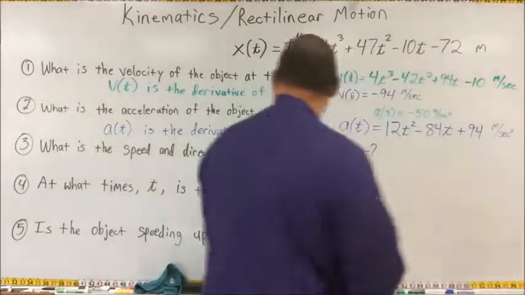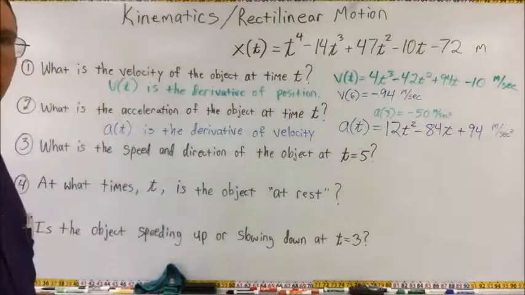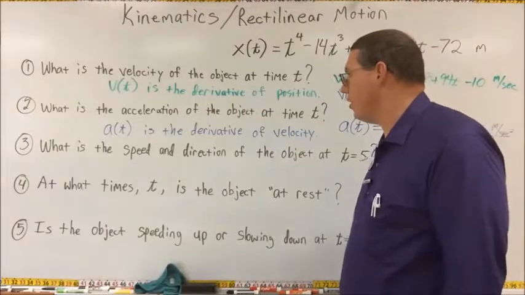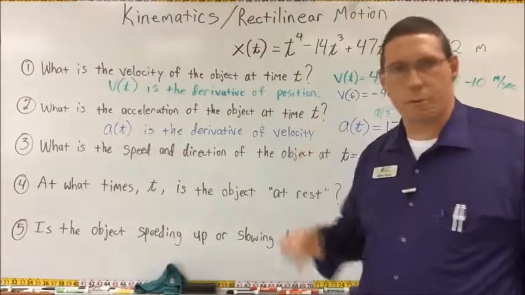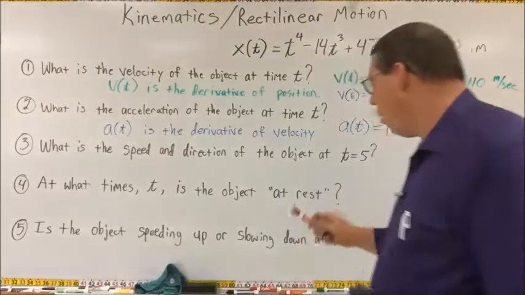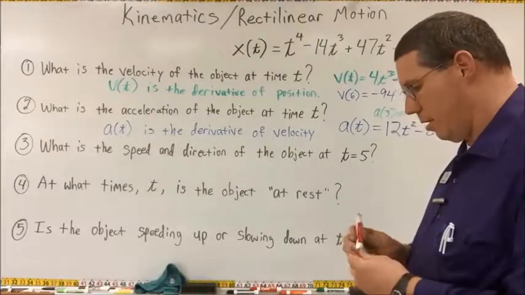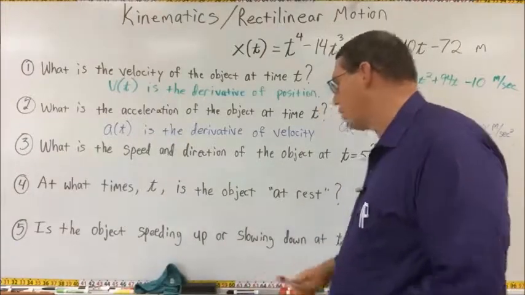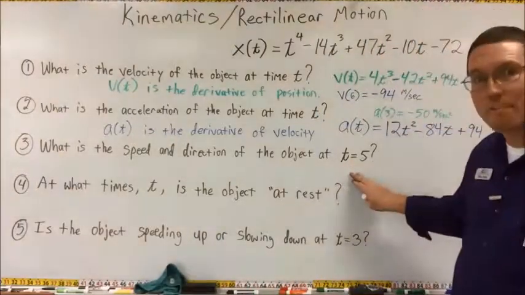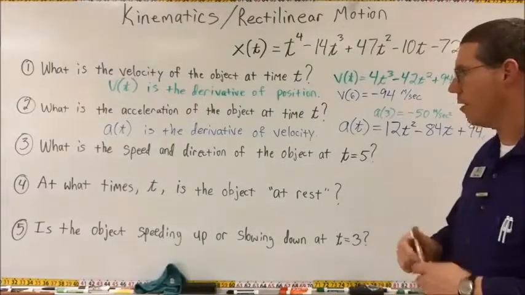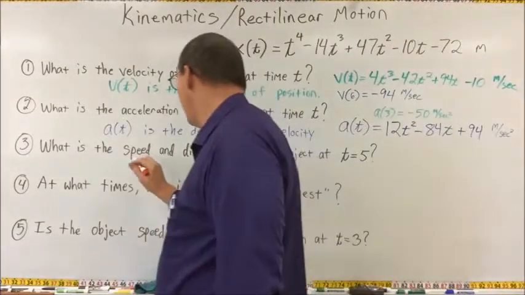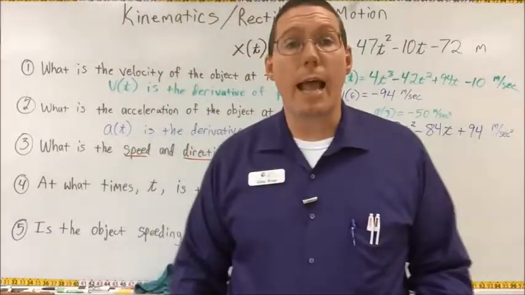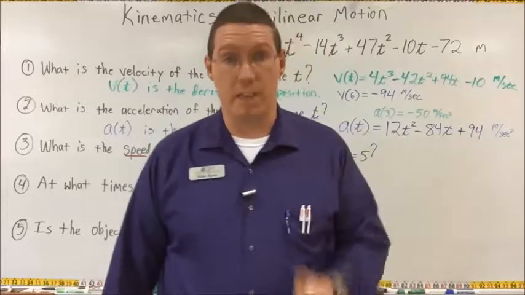Okay? All right, so we've answered 2 of our questions. How do we identify the velocity of an object? How do we identify the acceleration of the object? Now let's move on to question 3. Question 3 says, what is the speed and direction of the object at a specific time? All right, so let's talk about speed and direction. Speed and direction are referring to velocity.